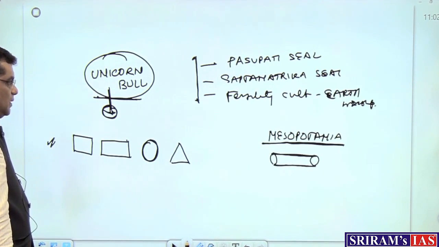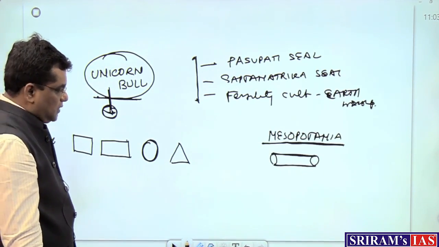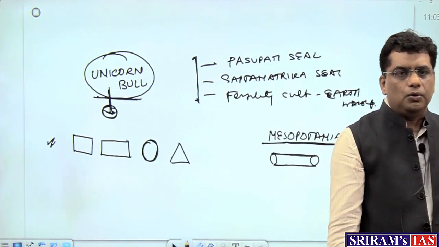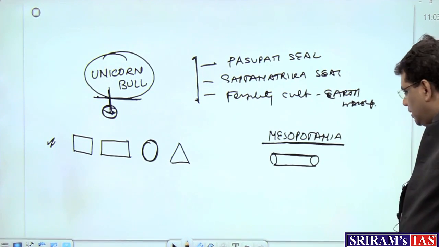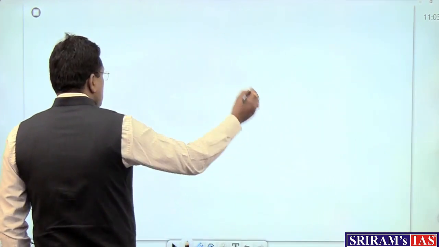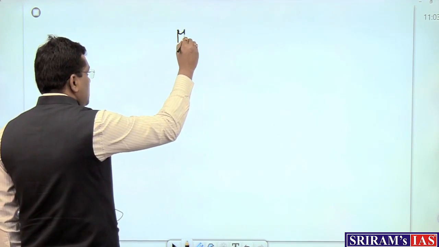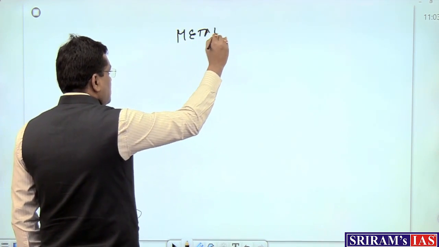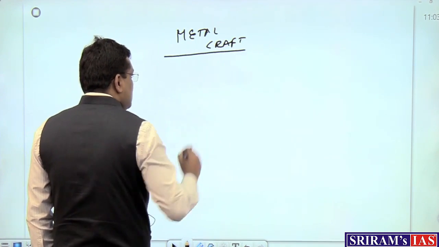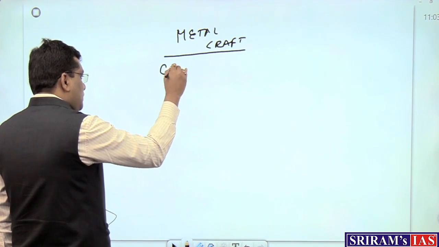Cylindrical seals. So art and craft is a very important description of the Harappans, and this is a stone craft. Likewise, we have the metal craft as well. Harappans were excellent in engineering. The metal craft, like they used copper in plenty.